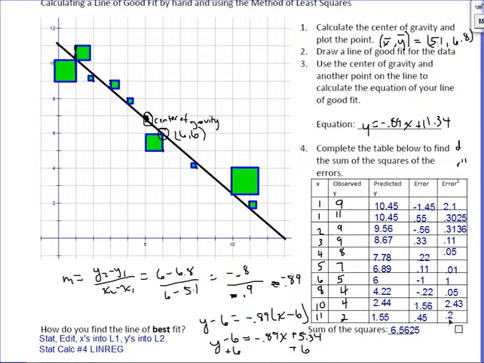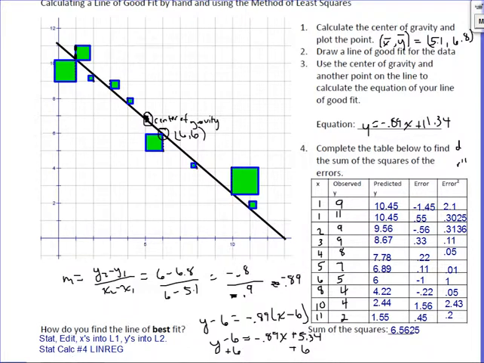For the next part, how do we find the line of best fit? Well, we're going to use our calculator for that. You're going to hit the stat key, go to edit, and put your x's into L1 and your y's into L2. You'll hit stat calc number 4, which is the linear regression. The linear regression model is the line of best fit. It's not a line of good fit. You do line of good fit by hand. The line of best fit is your linear regression model.